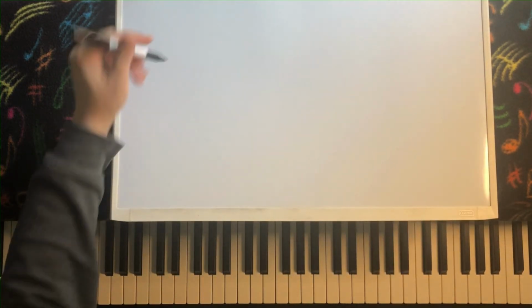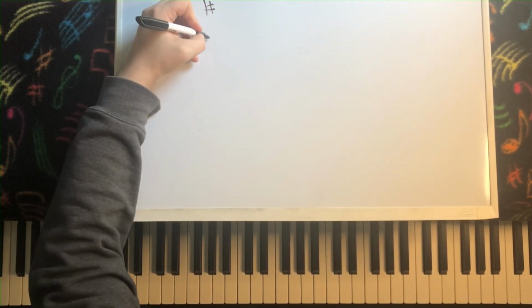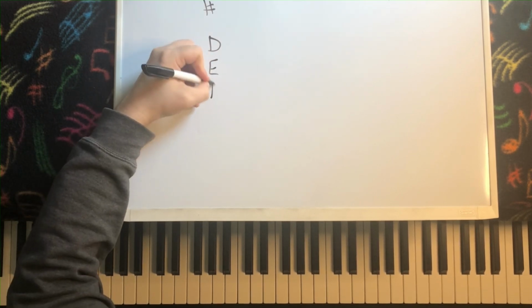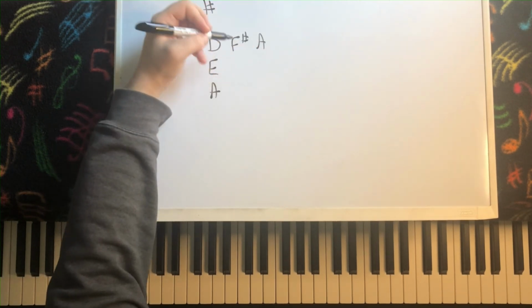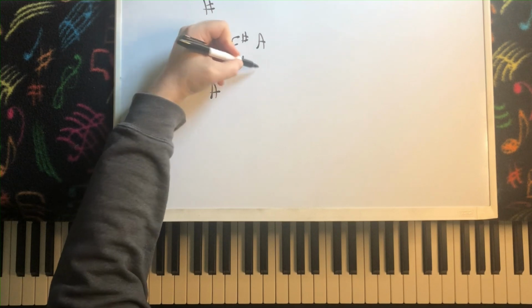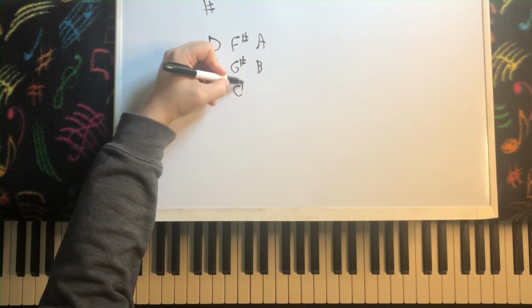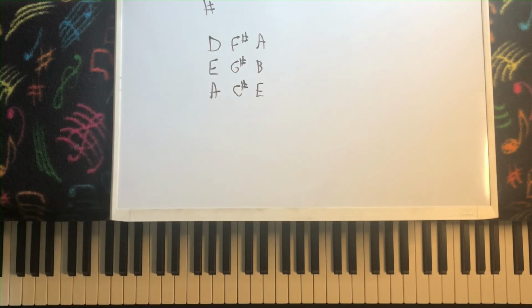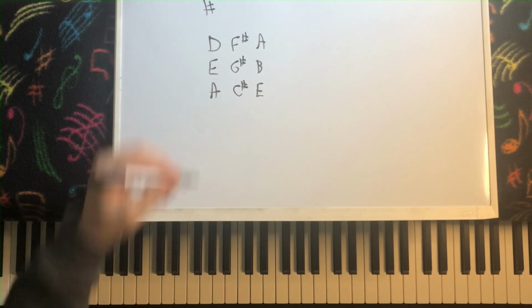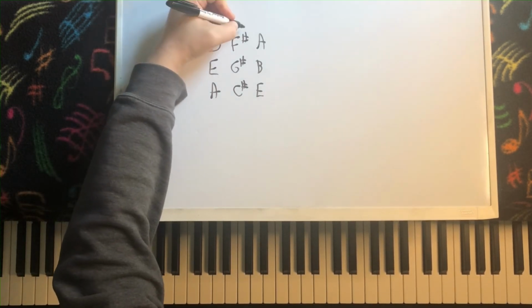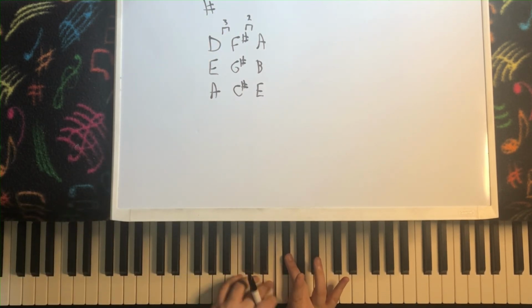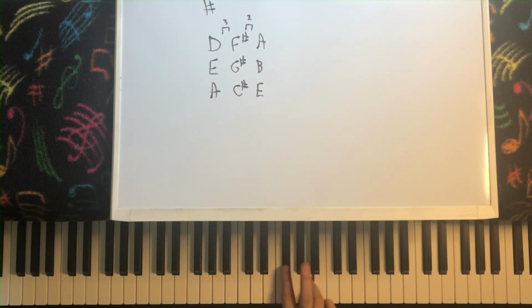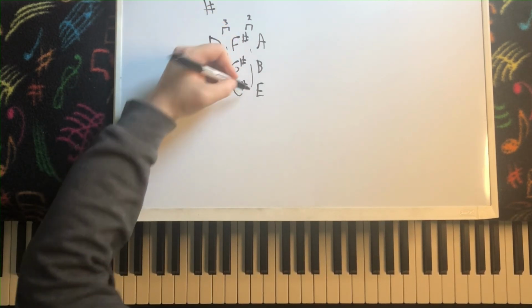So let's go with our sharp family. In the sharp family, we have D, E, and A. And to make these major, we need a D, F sharp, A, E, G sharp, B, and A, C sharp, E. And since these are all major chords, we already know it's gonna be 3 and 2. We skip 3, then we skip 2. So between D and F sharp, we're skipping 3, then between F sharp and A, we're skipping 2, right? And that's true for all these.